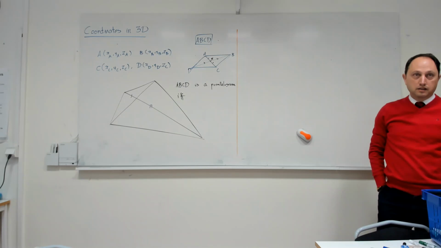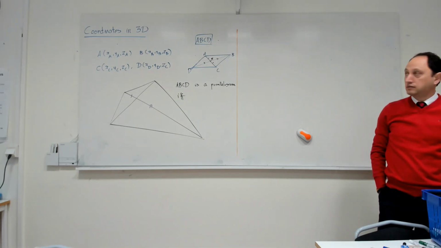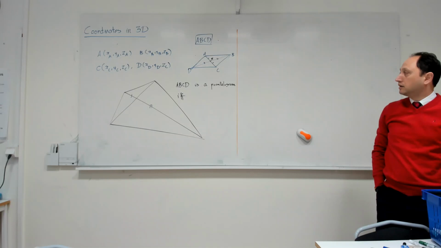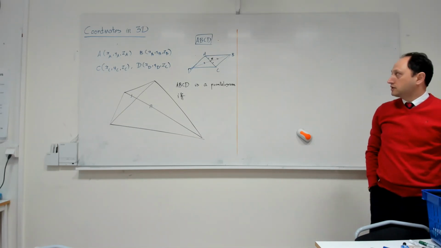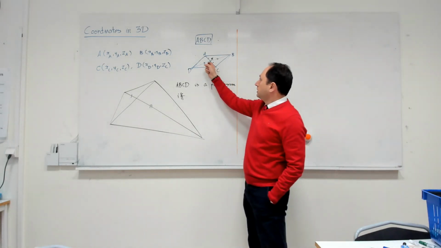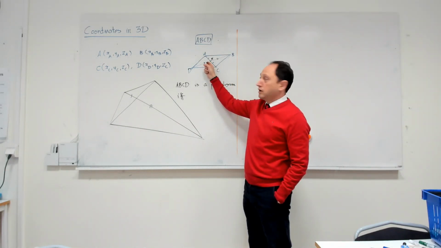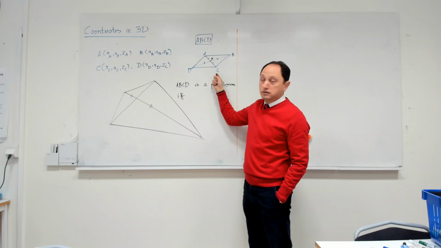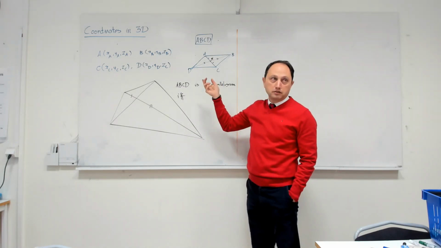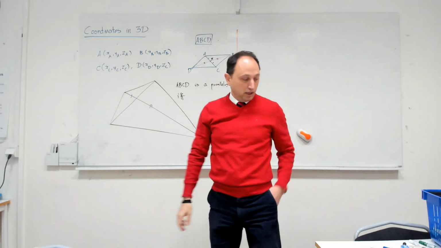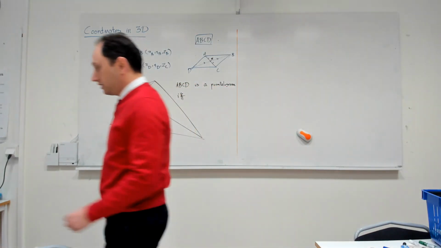Can we use the coordinates of B and D to first calculate M's coordinates? And then we have A's coordinates and M, so we can calculate C with those two. Yes, the idea is correct, but this M is the midpoint of AC on the one hand and BD on the other hand. So I calculate XM in two different ways.